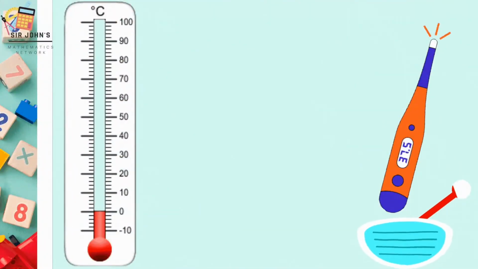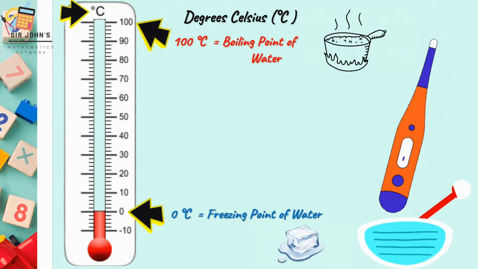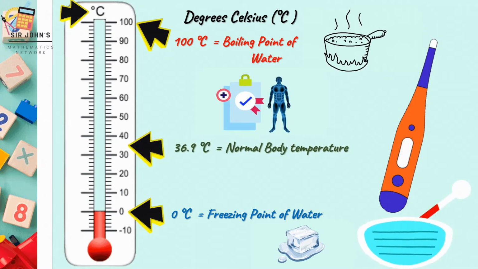We also use signed numbers in temperature. In this example, we have here a thermometer. The thermometer is used to show the temperature in degrees Celsius. The Celsius scale is based on the freezing point and boiling point of water. Aside from that, we also have the so-called normal body temperature, which is 36.9 degrees Celsius.